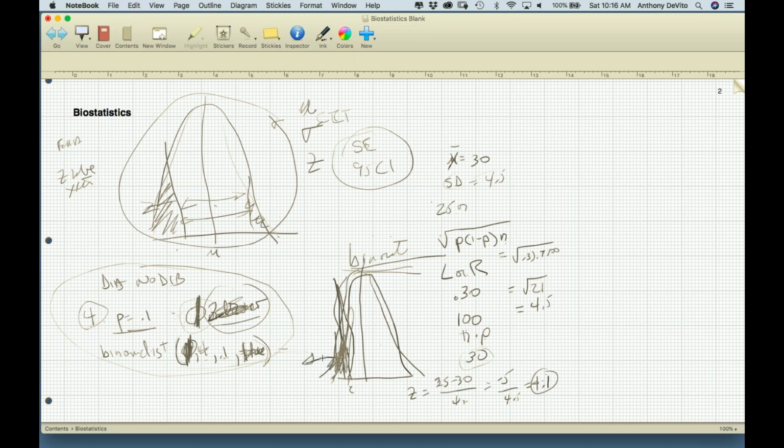And that's the probability that you would get a sample that has 25 or fewer people who are left-handed if you sampled 100. And if I ask you what's the probability we get 25 or more, it's just going to be 1 minus that because it's the remainder here. Right?